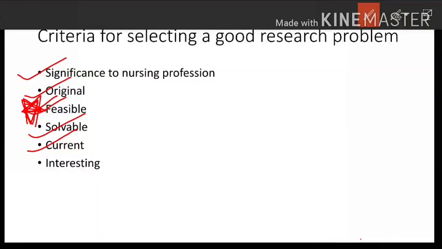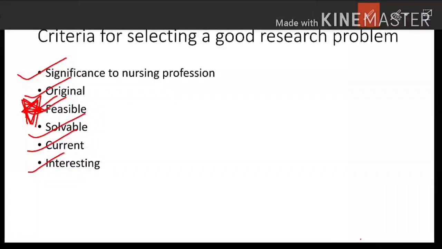Next is, it should be current. A good research problem must be based on the current problems and needs of a profession. So this should be current. Your problem should be current and interesting. A research problem can only be considered good if it is in accordance with the researcher's field of interest. If the researcher is not interested in a particular study, definitely he or she will end up with fake results, which will not be considered good research.